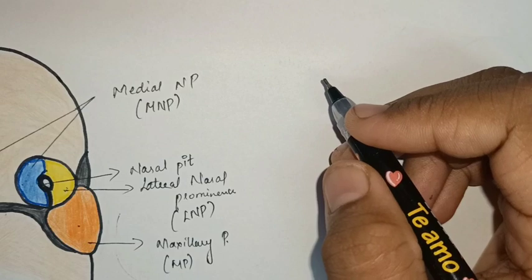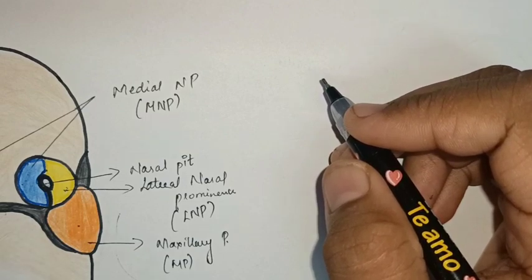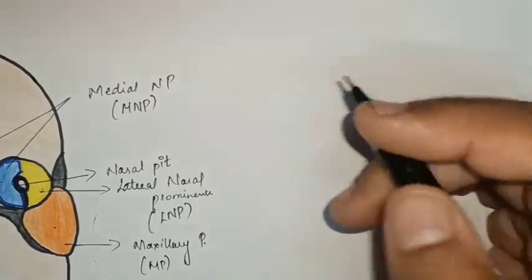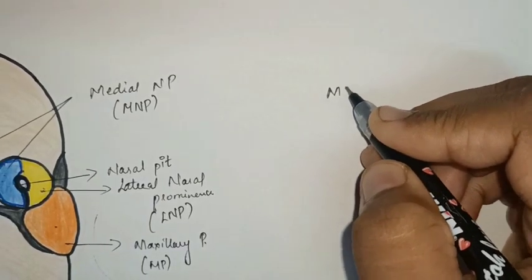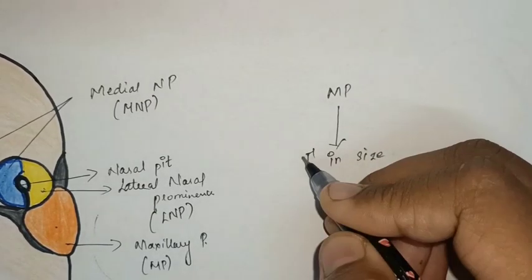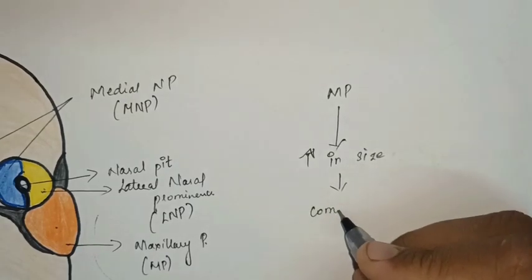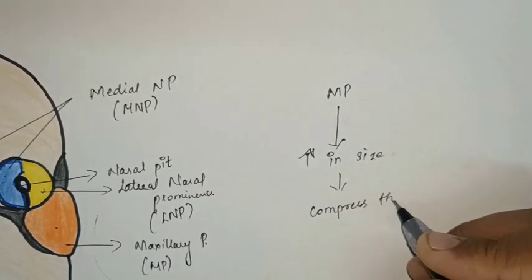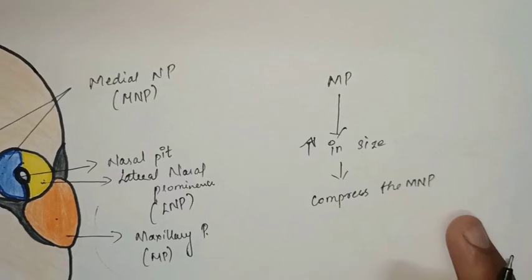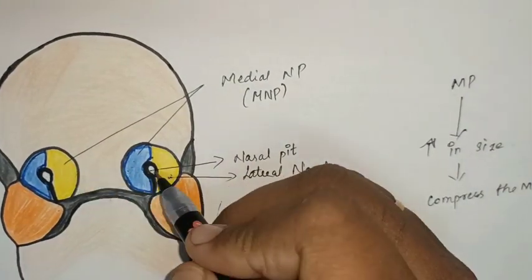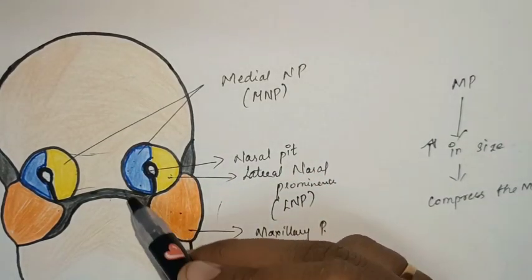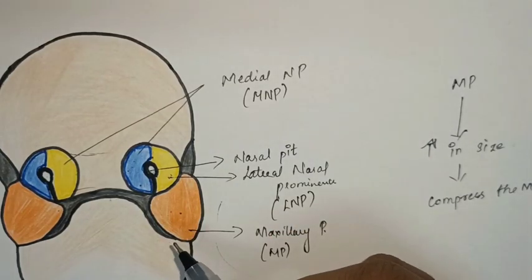Okay. See. So once again I will tell you, once the nasal placodes invaginate, it will lead to the formation of the nasal pits, which results in the creation of a ridge of tissue that surrounds each pit. Okay. Once this is over, this MP, the maxillary prominence or the maxillary process, will increase in size, which results in the compression of the medial nasal prominence or medial nasal process towards the midline. The compression will make it fuse in the middle, when the size of the maxillary prominence increases.